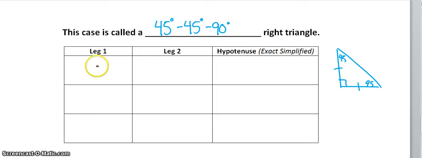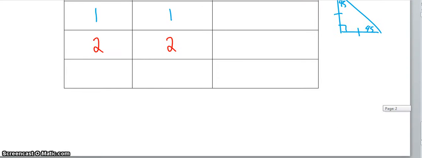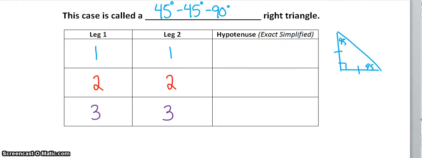So let's do a couple cases here. Let's say one leg is 1, then the other leg would be 1, and we'll find the hypotenuse. And let's do another case where one leg is 2, the other leg is 2, and we'll find the hypotenuse. And we'll do a final case. So let's do a case where one side is 3, the other side is 3, and I have to find my hypotenuse. Okay, so what I want you to do on your own sheet of paper is perform Pythagorean theorem to each of these 3 cases. Case 1, case 2, and case 3 to find the hypotenuse.